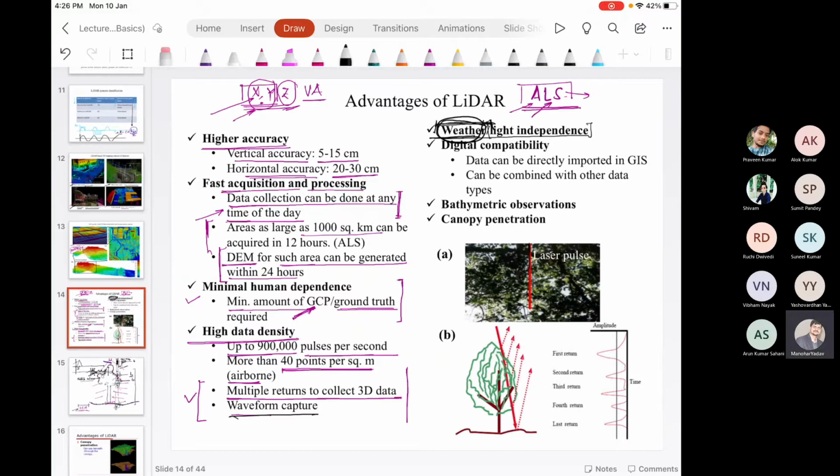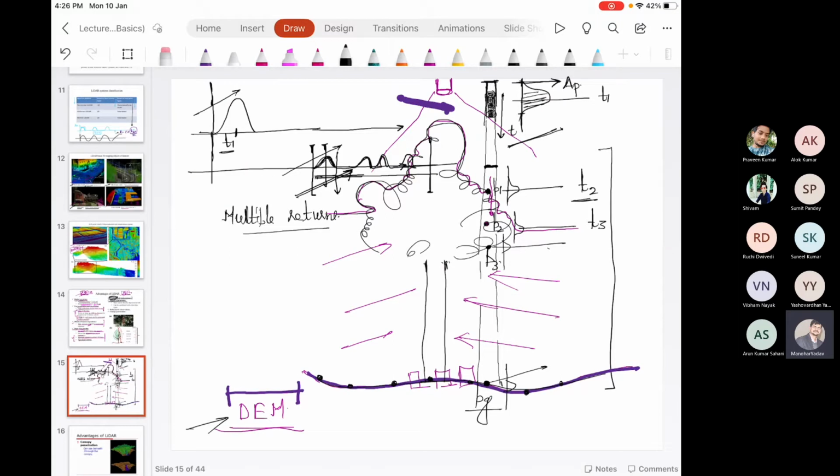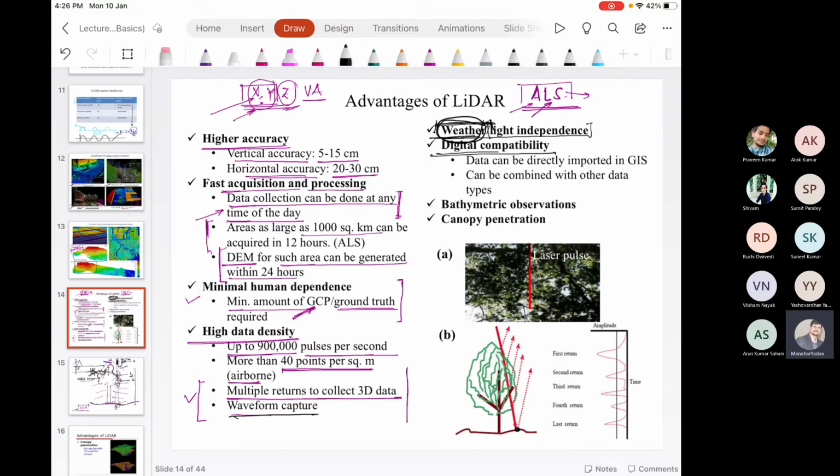Okay, now digital compatibility. This is a direct georeferencing technique. It means if I consider this point, in the previous case, all these points have their coordinates in WGS84. Okay, they are georeferenced. So they are directly compatible with the GIS databases, which are already in the global coordinate system, WGS84. So there is no need to convert a point coordinate further into the globally defined coordinate system. Okay, so you can directly import.